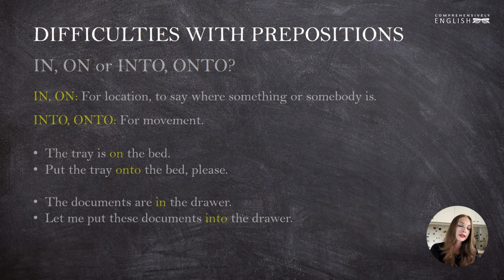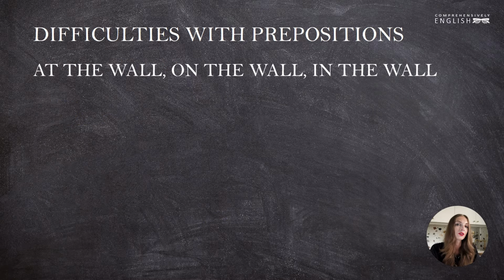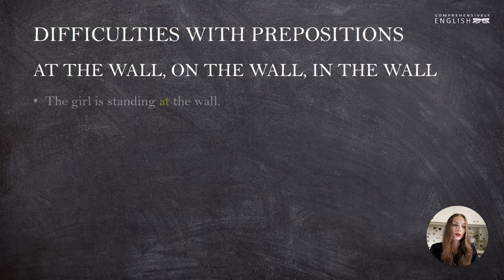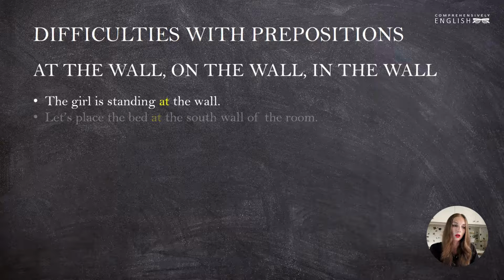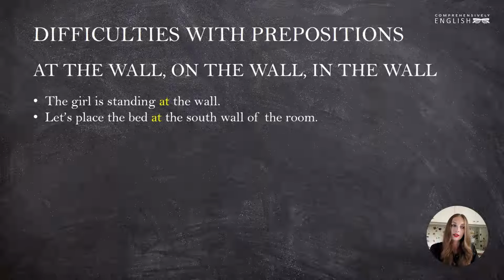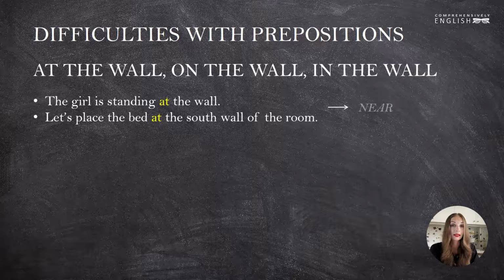Now, in and on can also be confused with at. For instance, we can say at the wall, we can say on the wall, and also we can say in the wall. These are all different ideas. The girl is standing at the wall. Or let's place the bed at the south wall of the room. What does at mean here? It means near.